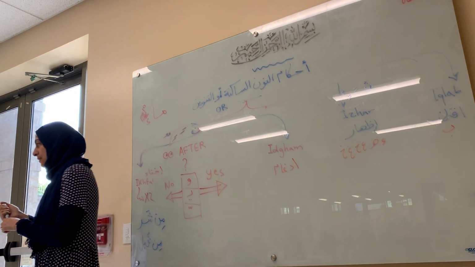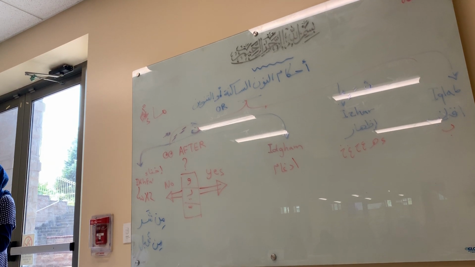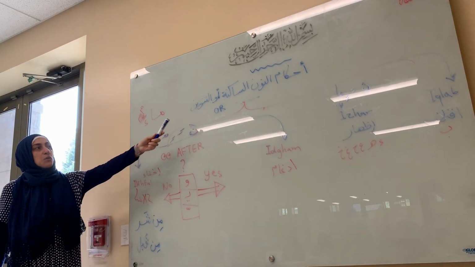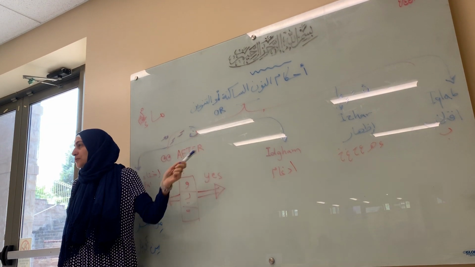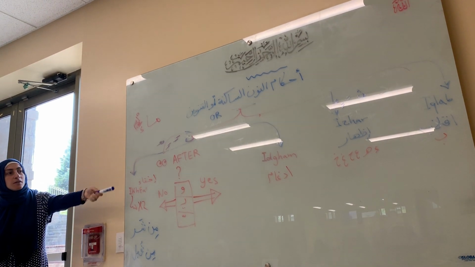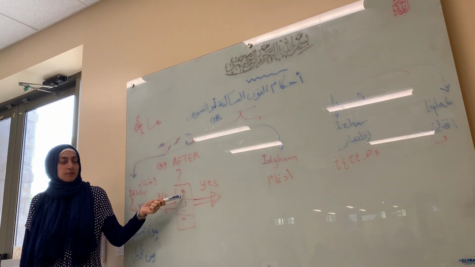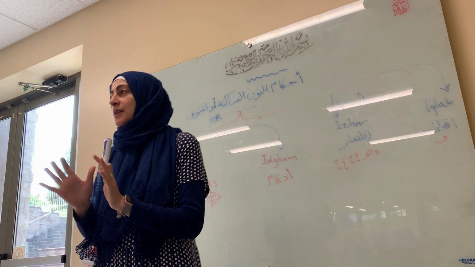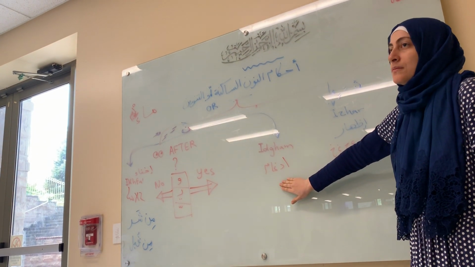What does idgham mean in the language? Idgham means merging. So something gonna merge into something else. It's like erasing. It's not there anymore. What I'm gonna merge, erase: noon sakina or tanween. Remember, all these rules apply to what? Noon sakina or tanween. So now I'm gonna find waw or ya or shadda. So this is the only time that I'm gonna tell you that now you have to learn the letters that gonna come after the idgham.